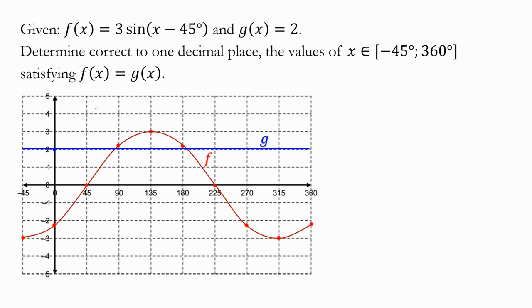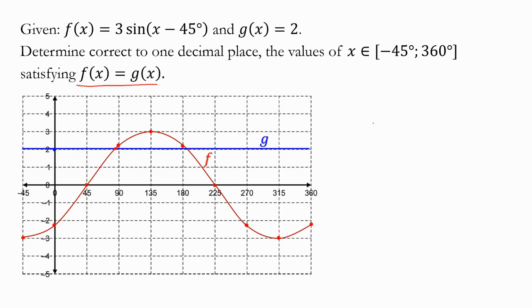So what does this mean? We want the points where the two graphs are equal. So it means we want the points of intersection there. So how do we do that? We are saying this is where f(x) is equal to g(x).